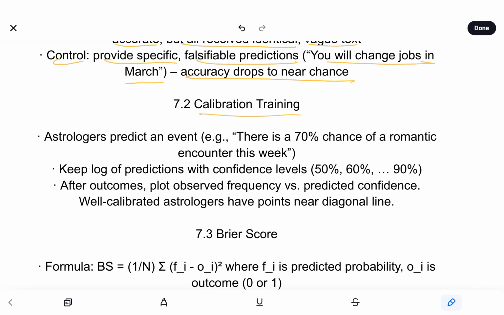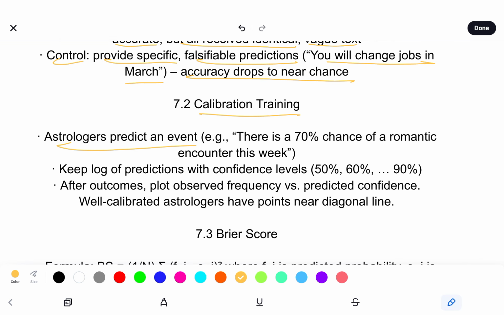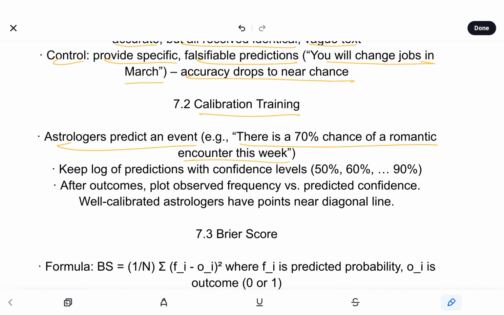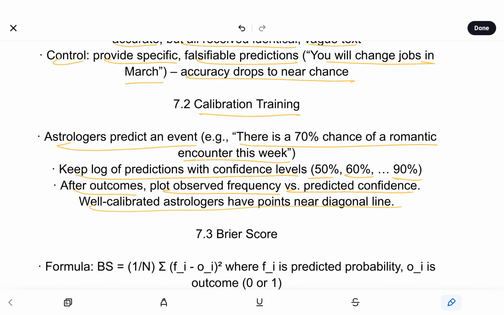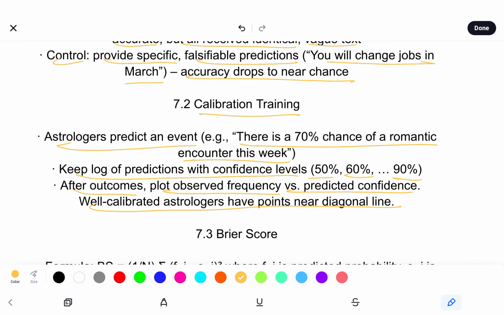All right, calibration training. Astrologers predict an event, for example, there is a 70% chance of a romantic encounter this week. Keep a log of predictions with confidence levels 50%, 60%, 90%. After the outcomes, plot observed frequency versus predicted confidence, and well-calibrated astrologers have points near the diagonal line.